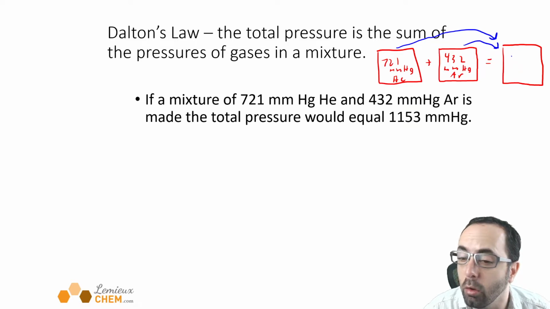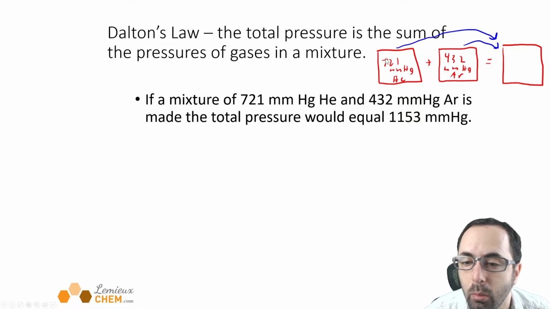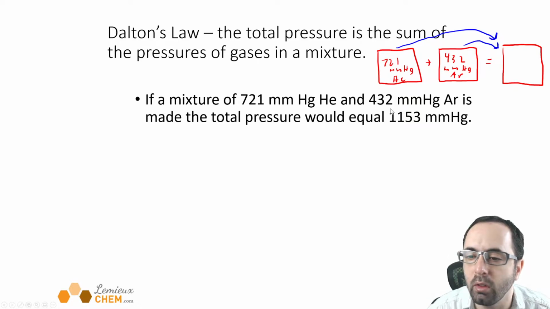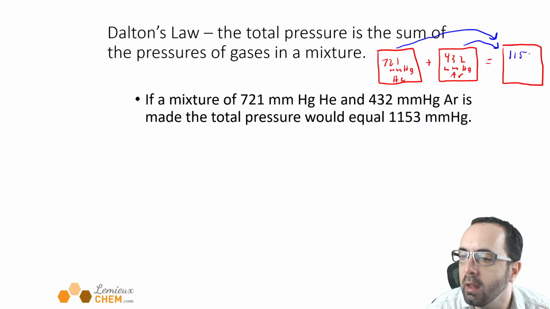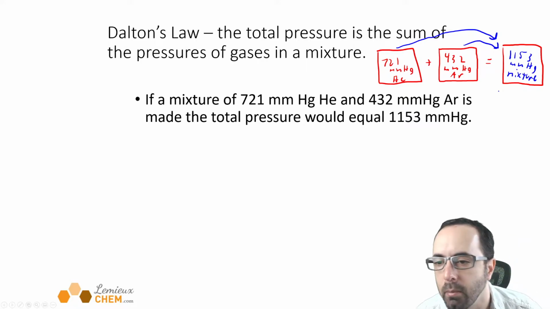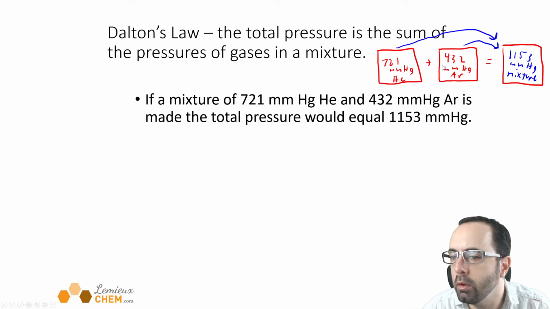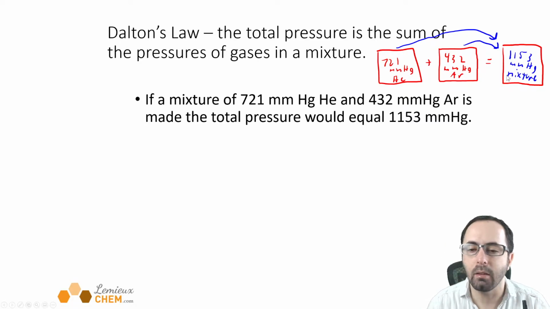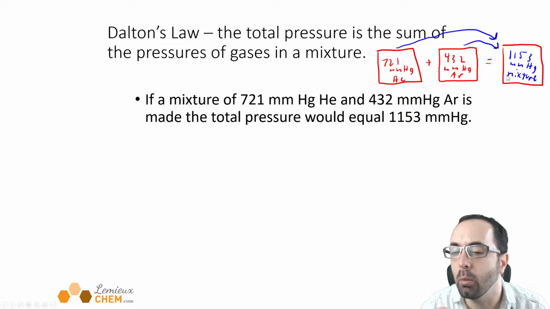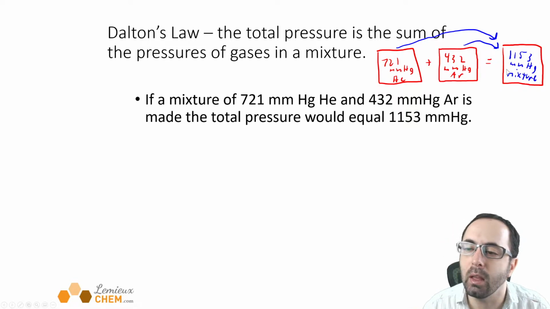So the total pressure will simply be the sum of the two pressures. It will be 721 plus 432 millimeters mercury. So that will be a total of 1153 millimeters mercury, and this will be for the mixture of argon and helium. And so you can see that the contribution of each of these is the same regardless of the gas. To get the total pressure, we simply add the pressures of the two gases when they were separate. We add them together and we get the total pressure.